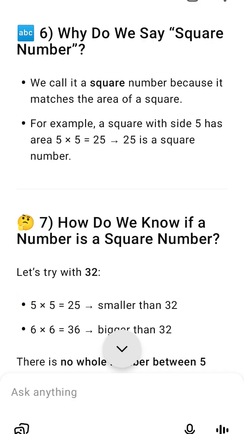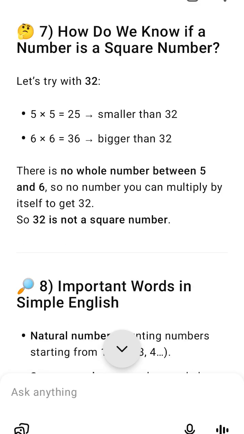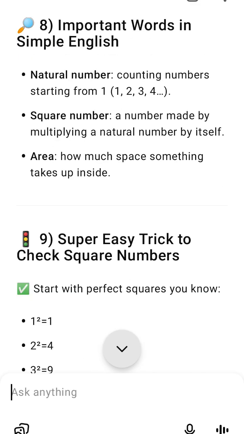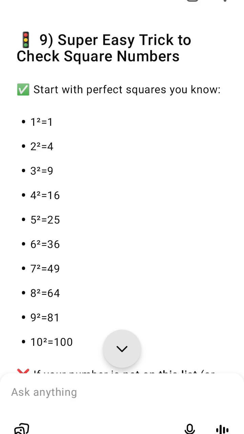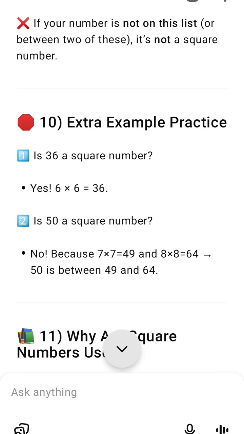9. Super easy trick to check square numbers. Start with the perfect squares you know. 1 times 1 equals 1, 2 times 2 equals 4, 3 times 3 equals 9, 4 times 4 equals 16, 5 times 5 equals 25, 6 times 6 equals 36, 7 times 7 equals 49, 8 times 8 equals 64, 9 times 9 equals 81, 10 times 10 equals 100. If your number is not on this list or between two of these, it's not a square number.